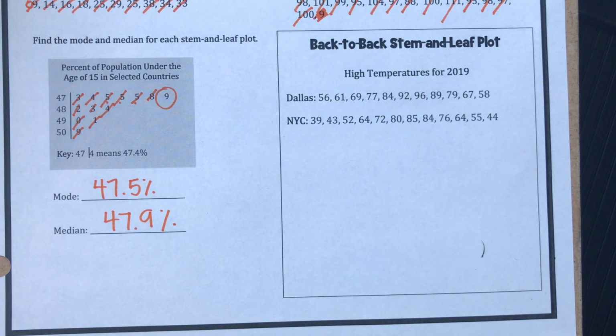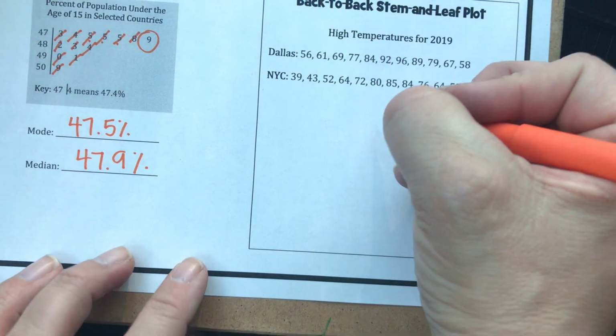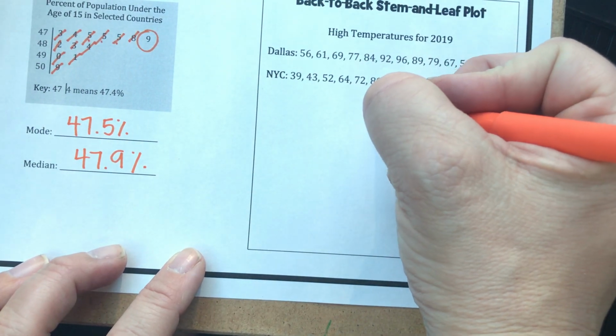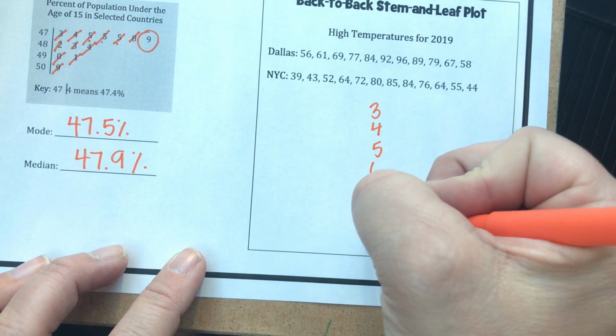Okay, and then the last thing we have to do is make a back-to-back stem and leaf. So that's where you take the 2 data sets and you put them essentially back to back on the same plot. So these are our high temperatures for 2019 for each month. Looking at both sets of data, I have numbers in the 30s, the 40s, the 50s, the 60s, 70s, 80s, and 90s. So my stems are going to have to be 3, 4, 5, 6, 7, 8, and 9.